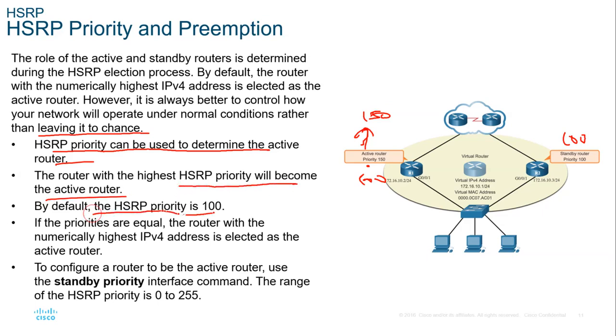I will say by default, HSRP priority is 100. If priorities are equal, then the router with the numerically highest IPv4 address is elected as the active router, what I explained in the first place. So to change the router to be the active router, use the standby priority command under the interface. The range of HSRP priority is from 0 up to 255. The higher the priority, the higher the chances of that router to become active.